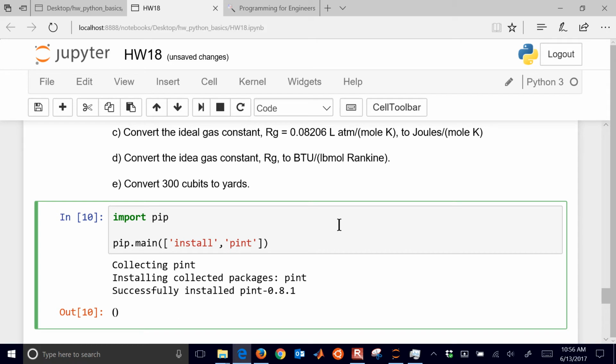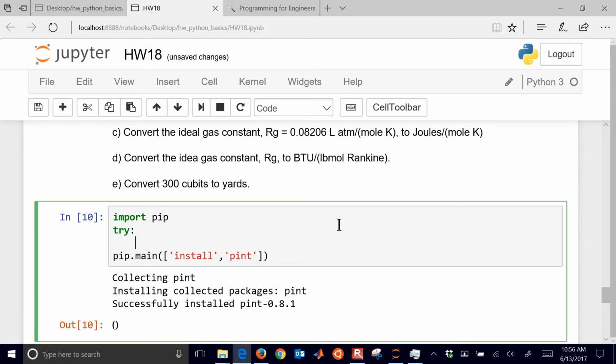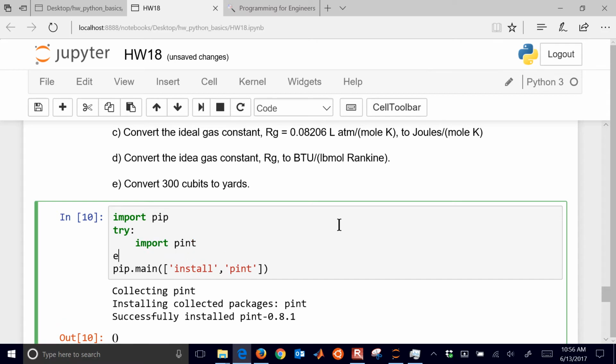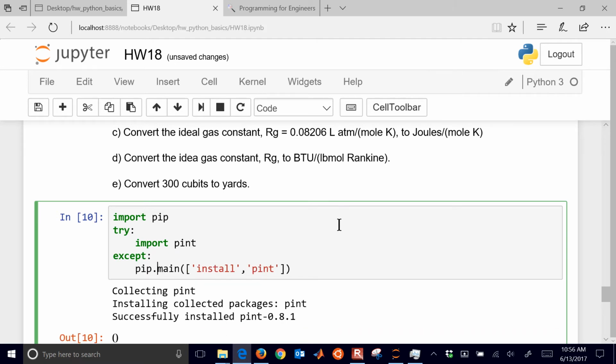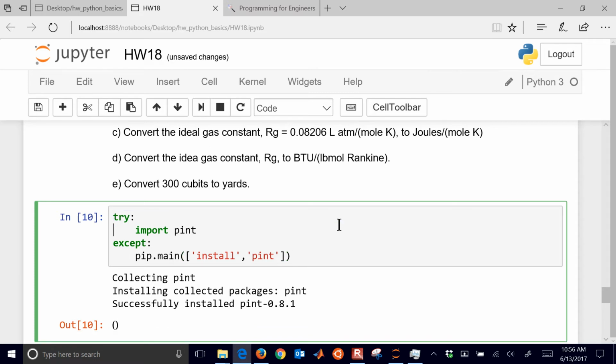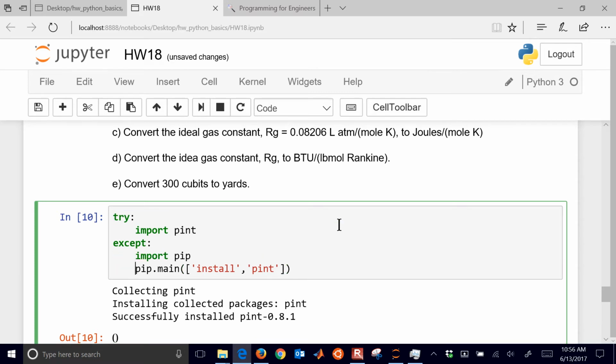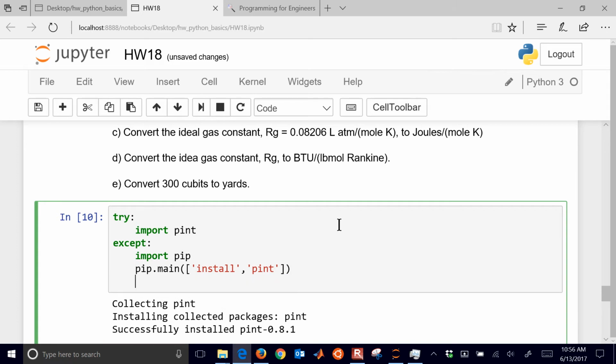Okay, so if you want to share this script with somebody else, you can do try and then do import pint and then except. Okay, so if it doesn't work to import it, then we're going to go ahead and pip install it. I'll just put this import pip down here as well. Okay, and then we'll import pint. So it's going to try to import it. If it doesn't find it there, then it's going to install it and then import it.